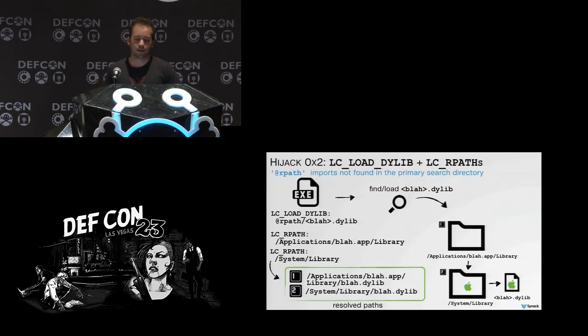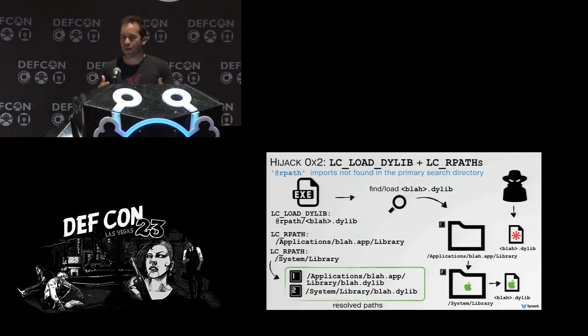So here's hijack number 2. Now, there are several prereqs, but it turns out they're pretty common. So we have an application that has a dependency on a run path dependent dylib. We can see the loader is first going to look in the application's library directory because that's the first LC_RPATH. Then after it doesn't find the dylib there, it's going to consult the second LC_RPATH load command and go there and look for the dylib, which it then finds, the legitimate dylib.